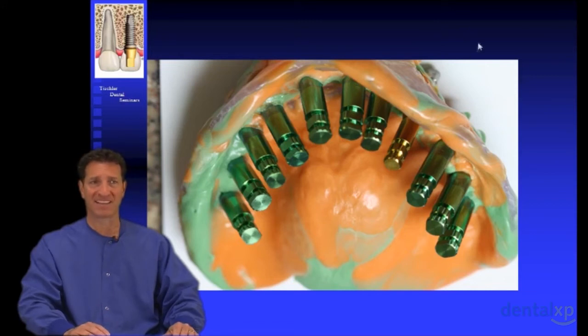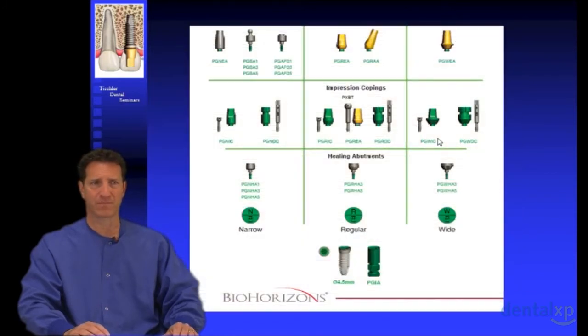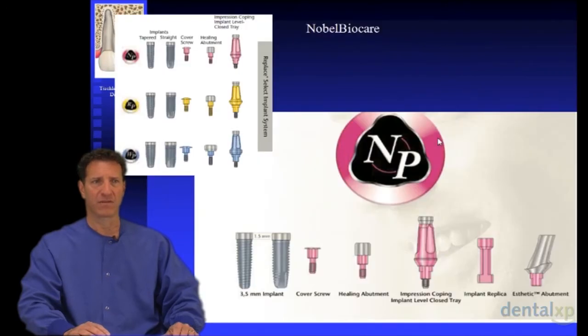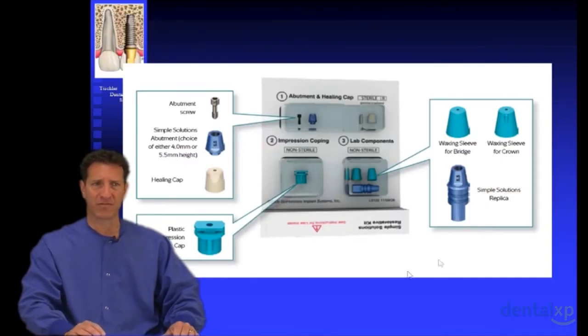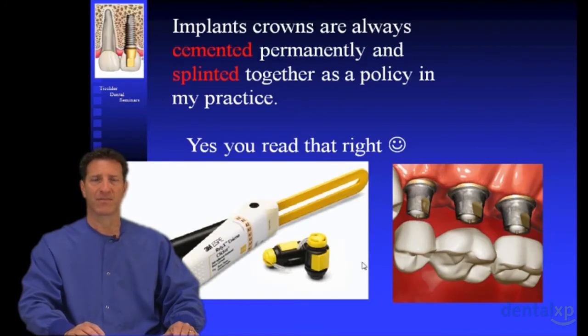These are analogs attached to impression copings. So those are the parts and pieces. These are Nobel Biocare's impression copings and analogs. You're going to see the ones I use from BioHorizons are a little bit different, but it doesn't really matter.